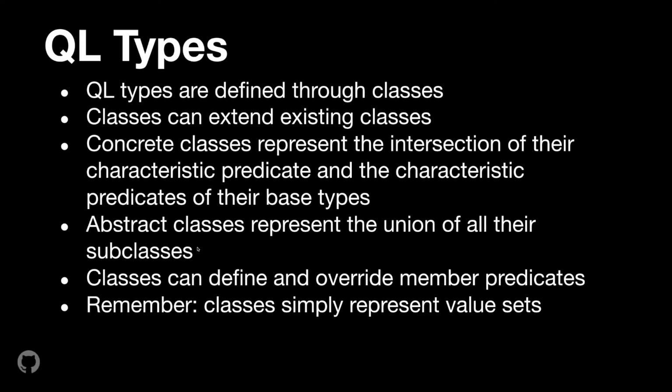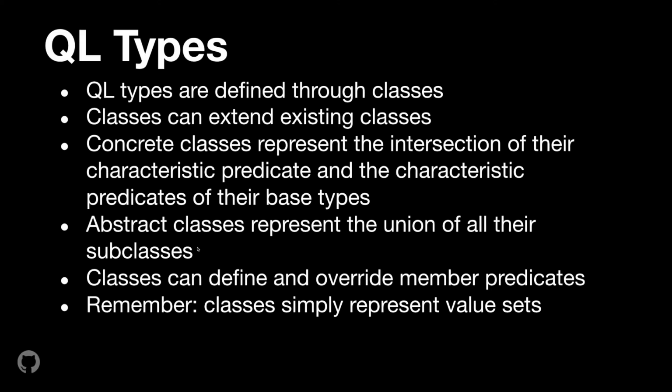Means that if B extends A, then B is in A. And then you have concrete classes that represent the intersection of their characteristic predicate and the characteristic predicates of their base types. Where a characteristic predicate is basically a predicate that is the defining predicate for the type that a class defines. And then abstract classes represent the union of all their subclasses, which is convenient when you have an interface that you want to implement in a variety of different ways.